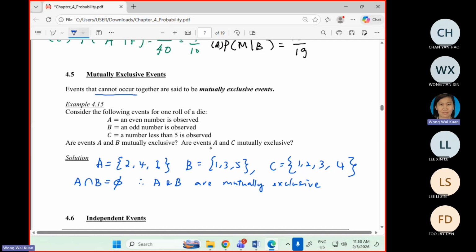Okay, the next one: are events A and C mutually exclusive? Why? Then you must find A intersect C. A intersect C, what do we get? 2 and 4. Is it empty? No, this is not empty. So this part becomes important. It is not empty. Therefore, A and C are not mutually exclusive.